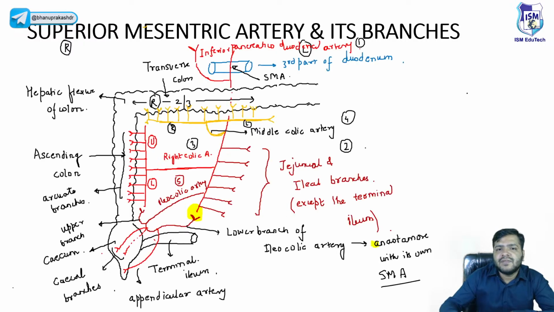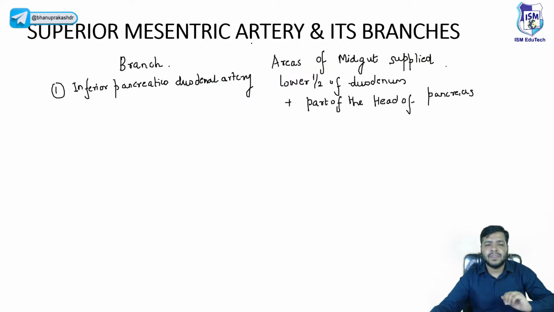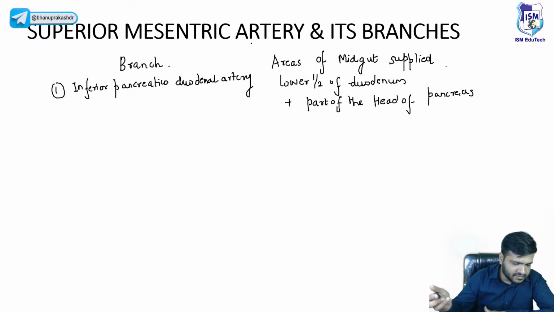I already told you, and you can see in the diagram, the inferior pancreatico-duodenal artery is the first branch coming from the superior mesenteric artery. It is supplying the lower half of the duodenum, along with part of the head of the pancreas.